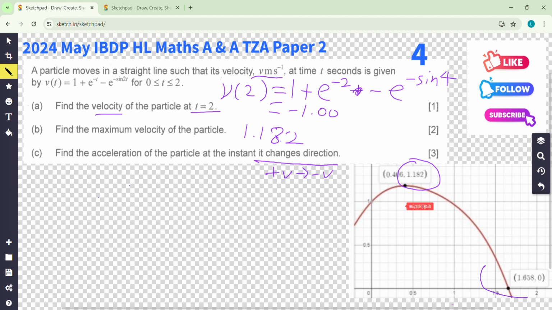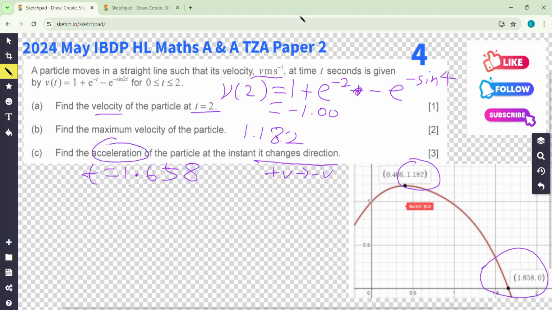So look at the time here. Ask your calculator to help you. What is the time here? Remember, more digits, more accuracy. 1.658, right? So the time is 1.658. It gives you 3 marks, so you need to do some procedure.